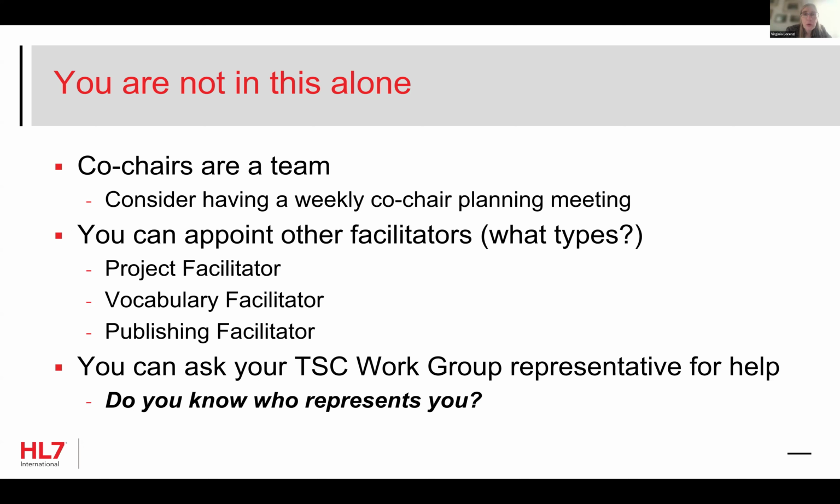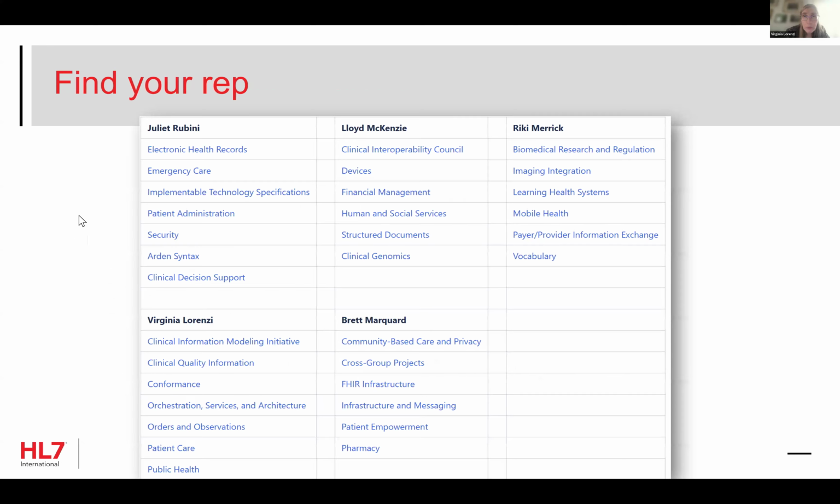And do you know who your work group representative is? Do you know who to call to get that help? Well, here's the answer. Find your work group and find your work group rep. You might want to invite one of them just to a co-chair call, just to break the ice if you don't know them well. You can invite them to one of your working group calls. You can email them any sort of tough question that I couldn't answer.